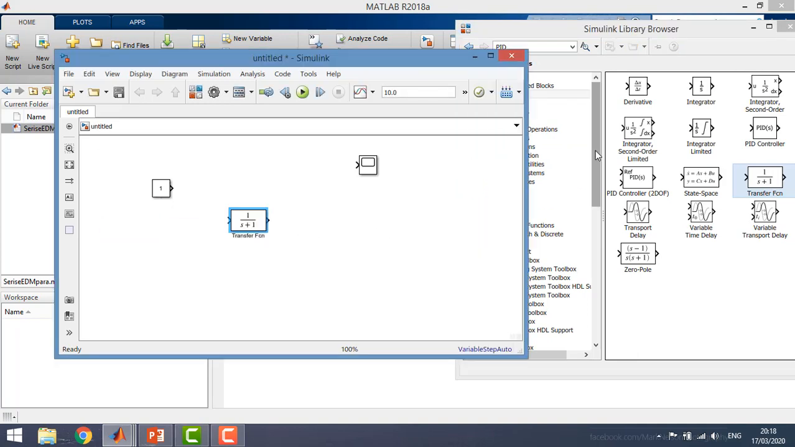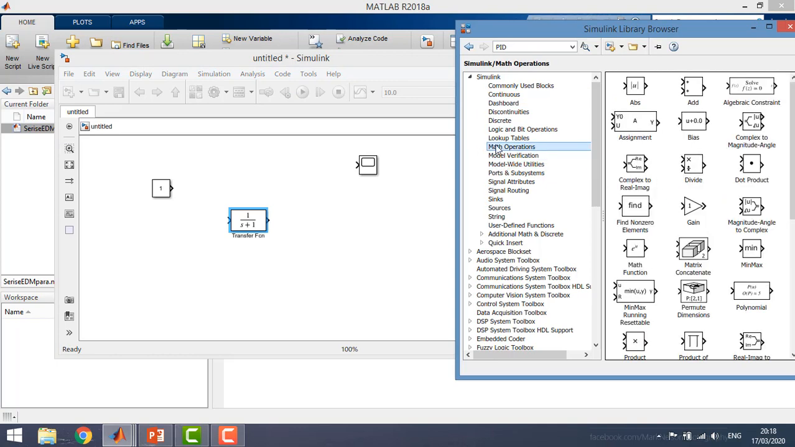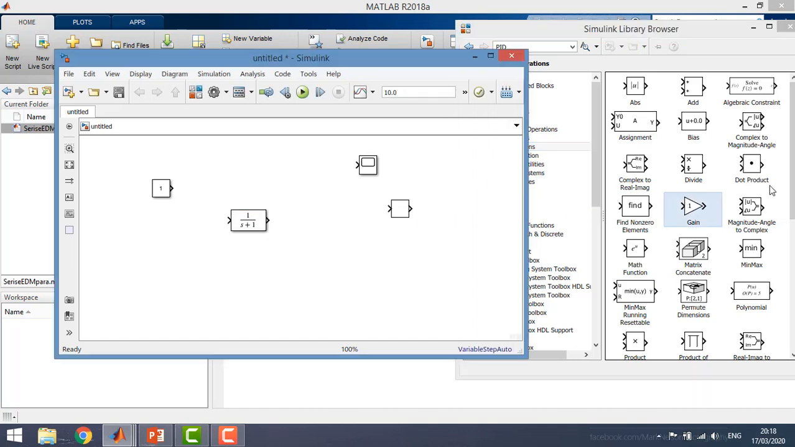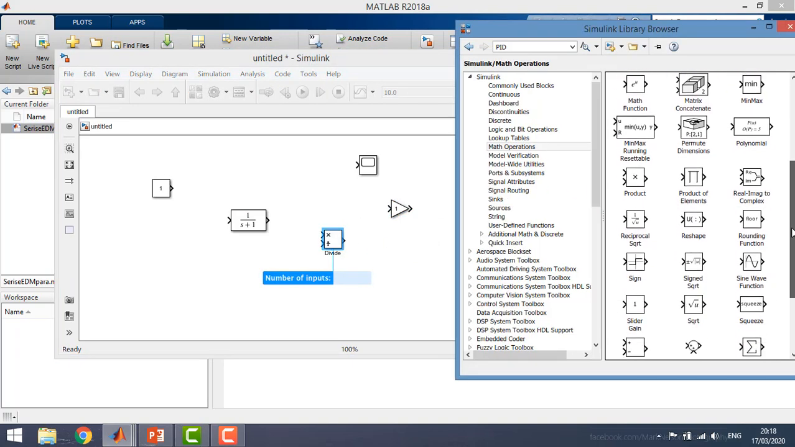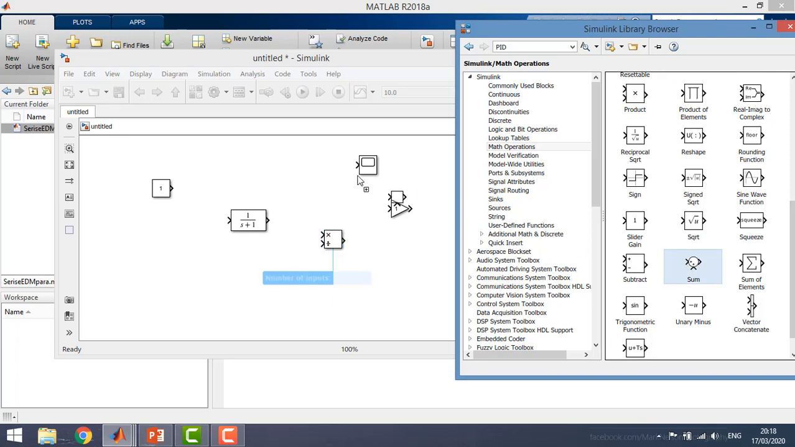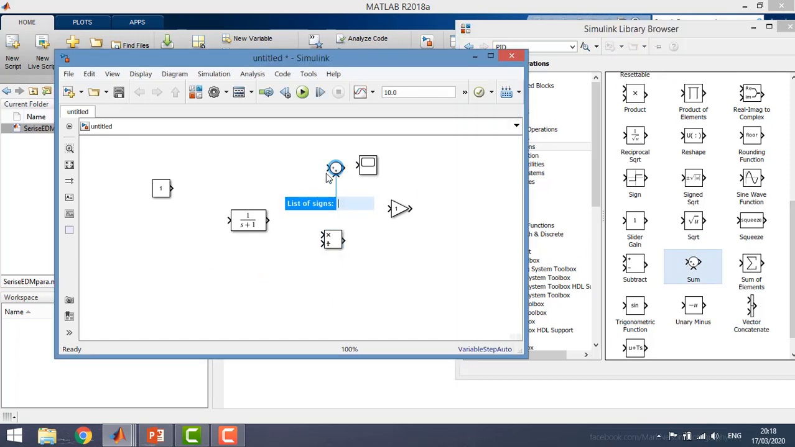in addition to, from Math Operations, the gain, divide, and sum blocks. Alright, so I guess those are what we have to use. So let's go and build that model.